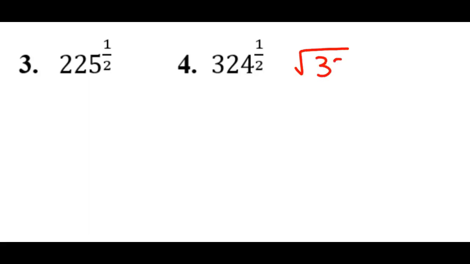How am I going to rewrite this? At least how am I going to rewrite that? The square root of 324, which is what? 18. You enter that into your calculator and you get 18. Okay? Good?